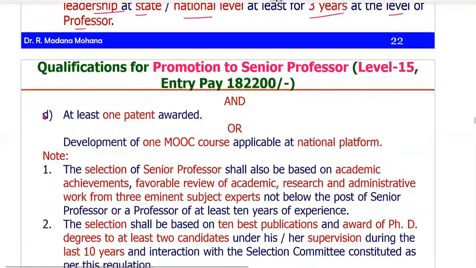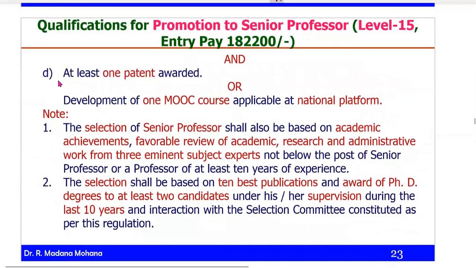Then there is another condition also, that is D. At least 1 patent should be awarded. Awarded means granted. Or in D, 2 cases: 1 patent should be awarded or granted, or development of one MOOC course applicable at national platforms like Swayam, NPTEL, AICTE, UGC, MHRD, recognized national platforms. So here some important points need to be remembered.